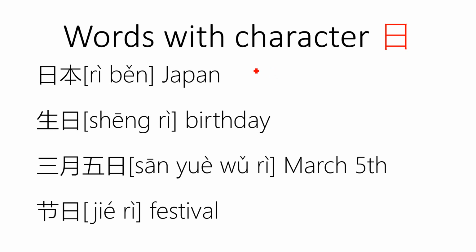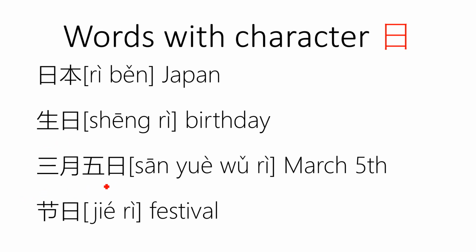Let's look at this character and how it makes words. So it can be the character itself, in many words we can see. So first one, 日本, Japan. 日本. So 日 is sun. Can you see a sun in the Japanese national flag? You probably can, right? So 日 is sun. 生日, 生 means birth, 日 means day. So 日 can also mean day, so literally it means birthday.